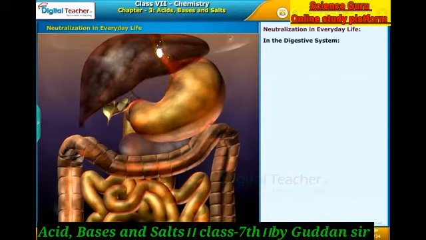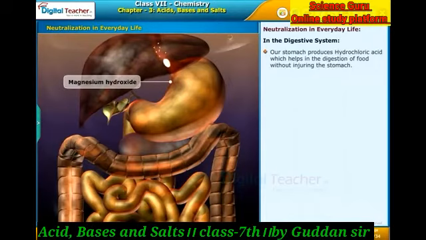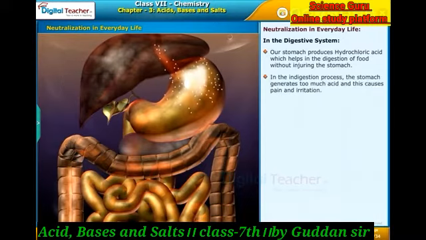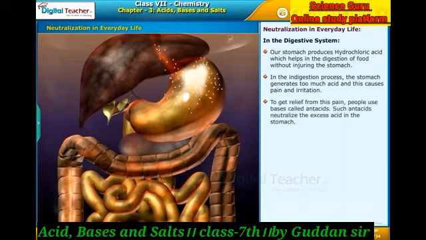In the digestive system, our stomach produces hydrochloric acid, which helps in the digestion of food without injuring the stomach. In the indigestion process, the stomach generates too much acid, and this causes pain and irritation. To get relief from this pain, people use bases called antacids. Such antacids neutralize the excess acid in the stomach.